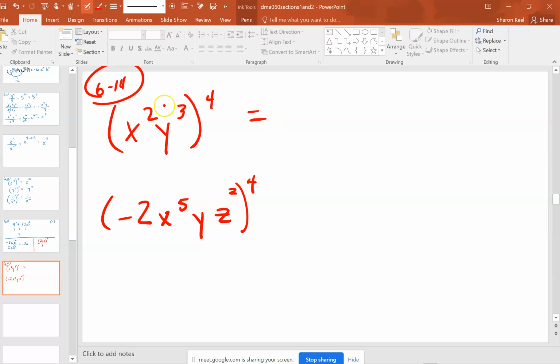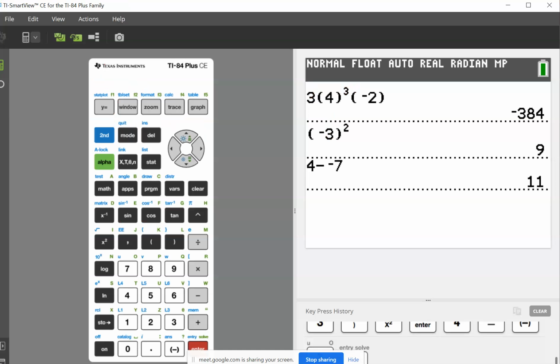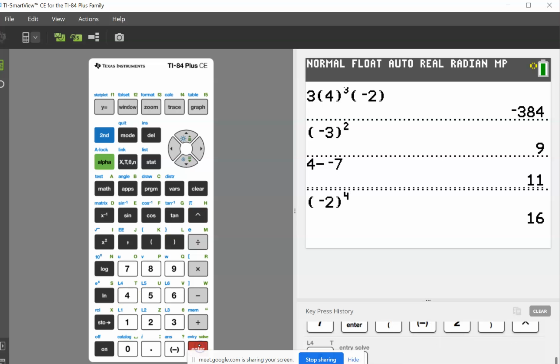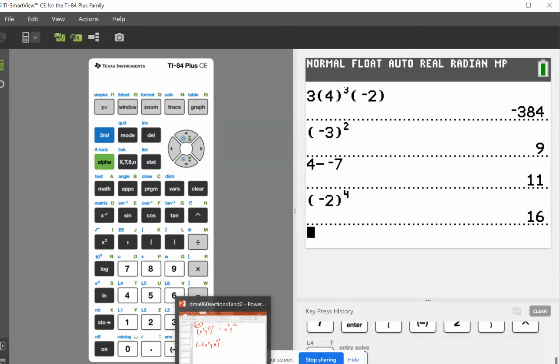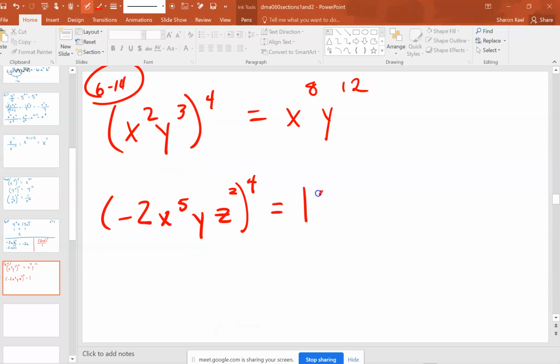So here we're doing power to a power. So this 4 exponent applies to everyone in between. And we're still multiplying. So for the x, 2 times 4 would give us 8. 3 times 4 is going to give us y to the 12th. Now we do need to simplify the number negative 2 to the 4th. So when I use my calculator, my negative 2 needs to go in a parenthesis and raise it to the 4th power. That's going to give us the number 16. Okay, so we have 16.